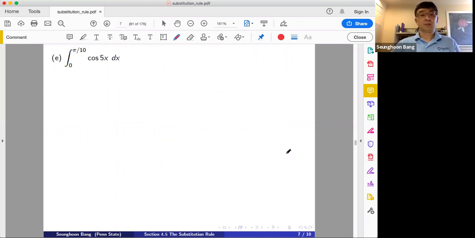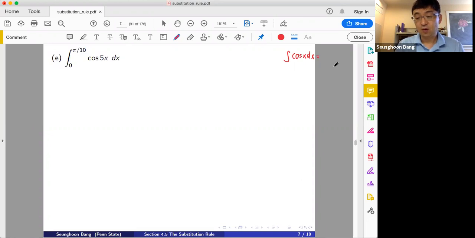The next one: integral from 0 to pi over 10 of cosine 5x dx. So do you know this one? What is the integral of cosine x dx? Do you remember? What's the integral of cosine x dx?